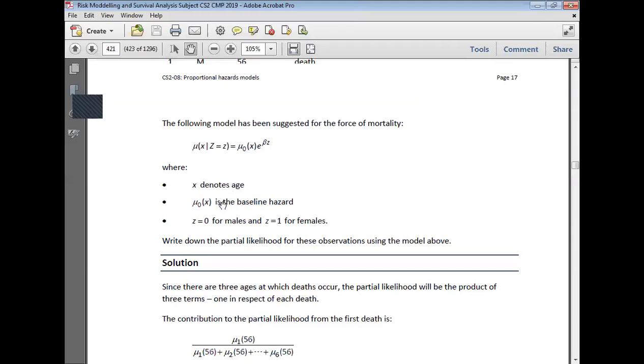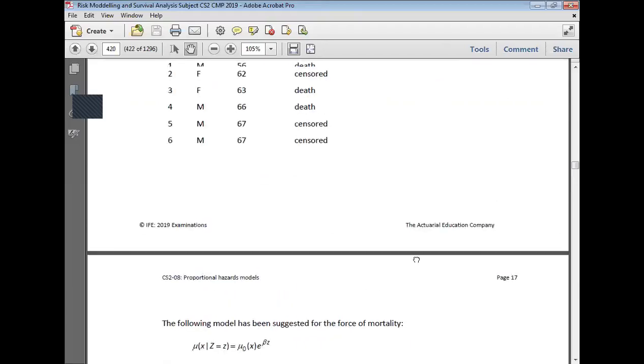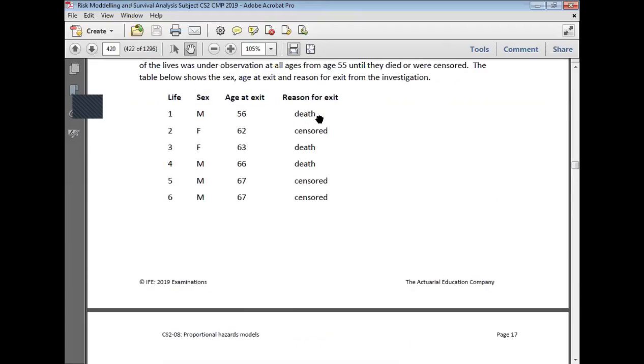And now what we have to do is write down the partial likelihood for these observations using the model above. So again, the way we go about solving this, we'll see the contribution of each of the lives that died. First of all, we see how many lives were dead. So this is the first, second, and third. So we have to figure out the likelihood at these 3 points in time.